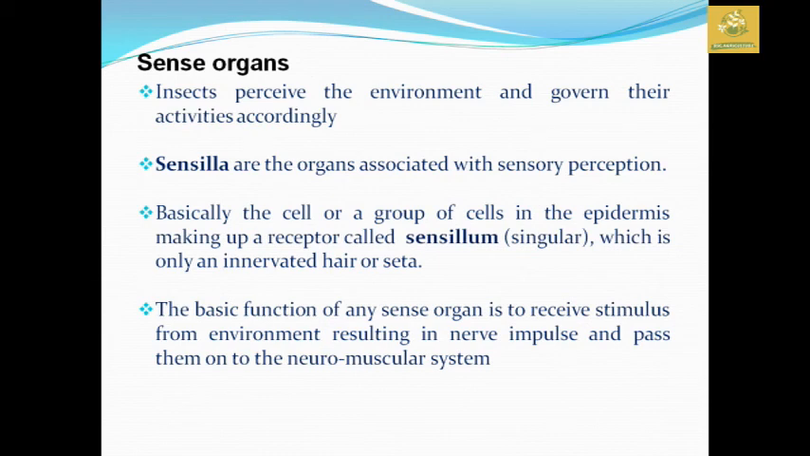The sense organs are known as the sensilla, which are associated with the sensory perception of the insects. Each cell or group of cells which forms an epidermis and acts as a receptor in the insect organ is known as a sensillum, which is the singular form of sensilla. It has an invertebrate hair or seta, which is a sensory organ on the epidermal cells, and the basic function of any sense organ in insects is to receive stimuli from the environment, resulting in a nerve impulse, and to pass them to the neuromuscular system in the insect body.